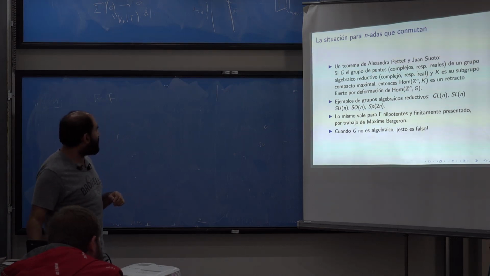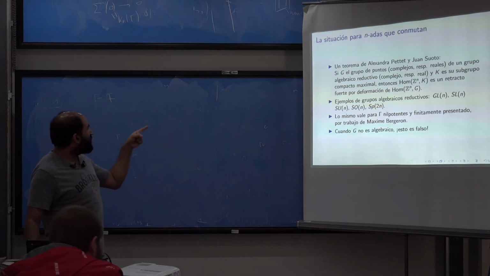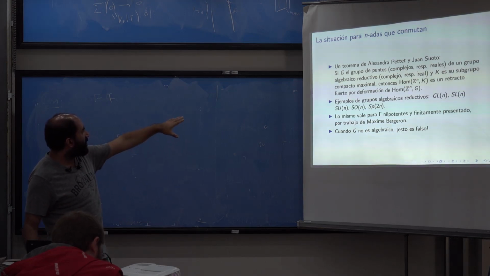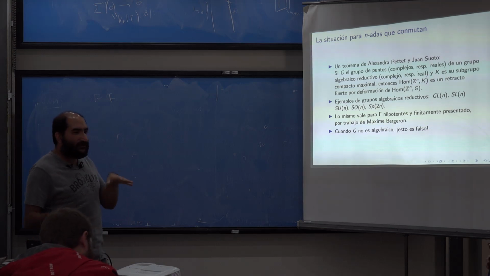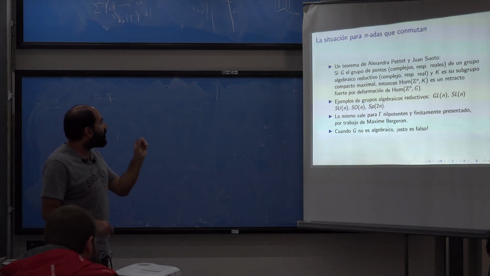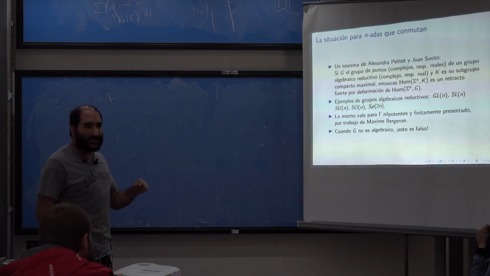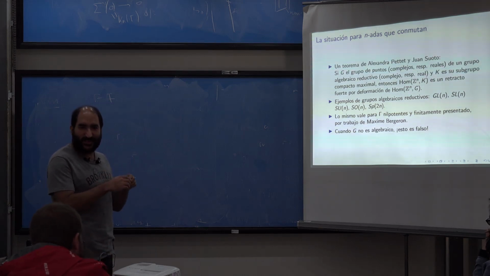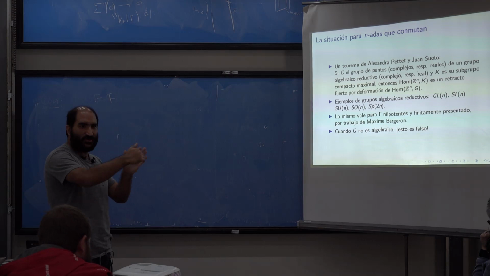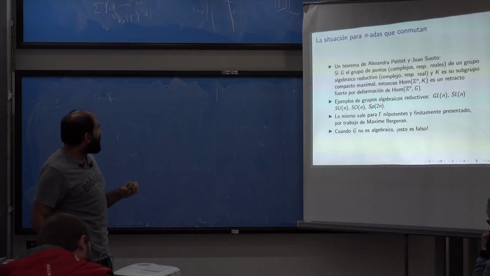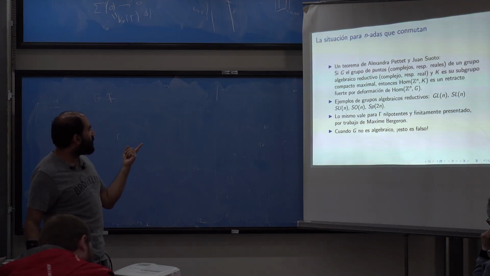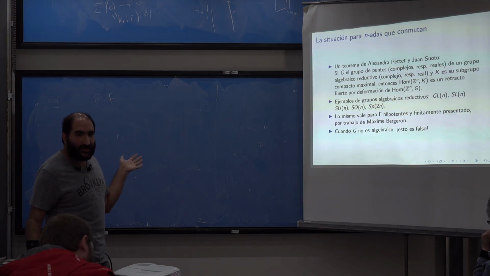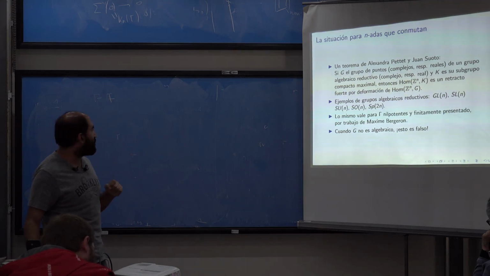Compact is often nicer. This theorem is also true, so you can replace Z to the n with finitely generated free nilpotent groups. These are just the quotients of free groups in the descending central series. And it's even true for just finitely presented nilpotent groups. That extension is due to Maxime Bergeron.